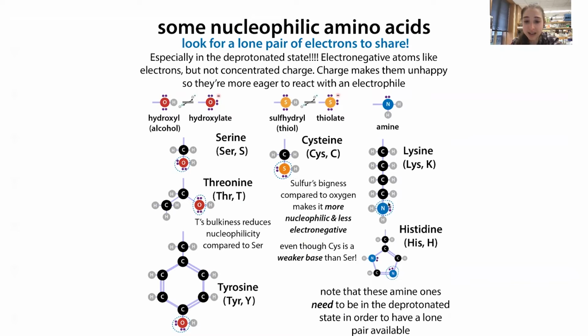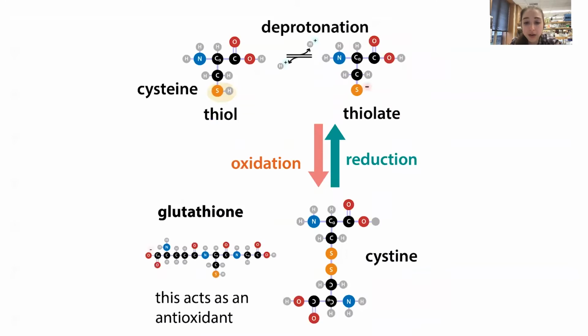So cysteines, we see these amino acids actually be reactive and form reversible covalent bonds in biochemistry naturally. A key thing about cysteine is that it can form cross-links with other cysteines, these disulfide bridges. And this can be used to help sop up reactive oxygen species. So we see with glutathione, this can act as an antioxidant. When you get these sulfur-sulfur cross-links, two glutathiones can hook up.